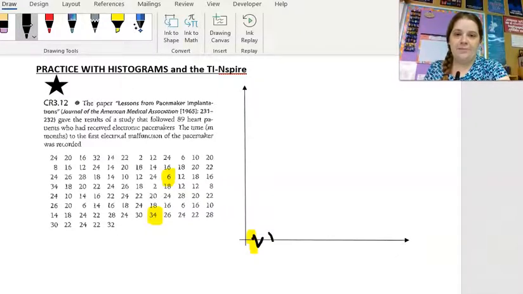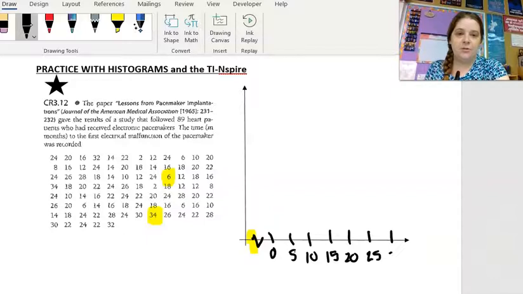Okay, and I'm going to label this 0, and I'm just going to go by 5s. 5, 10, 15, 20, 25, 26, 30, got carried away, 30, 35, okay?